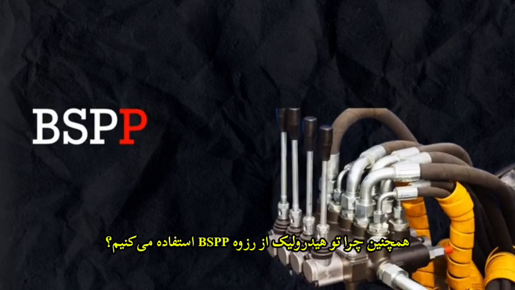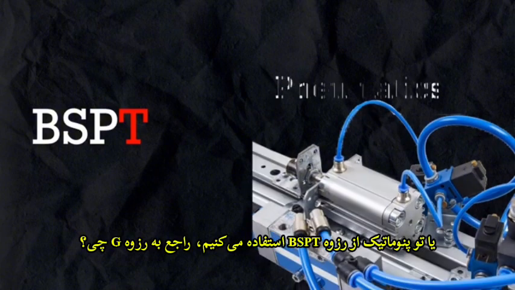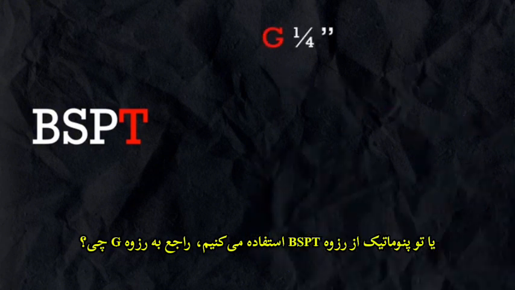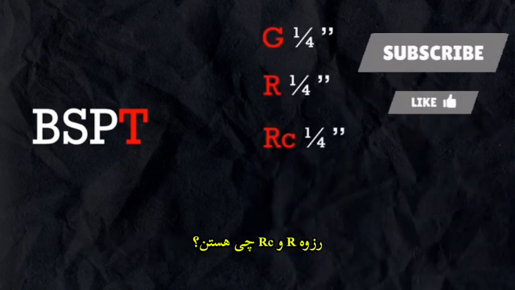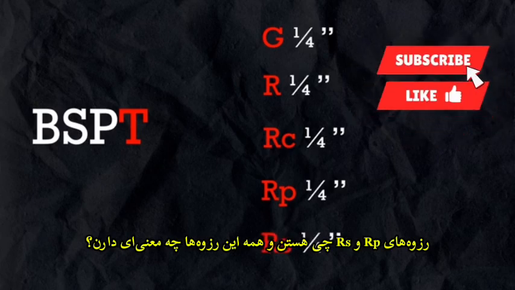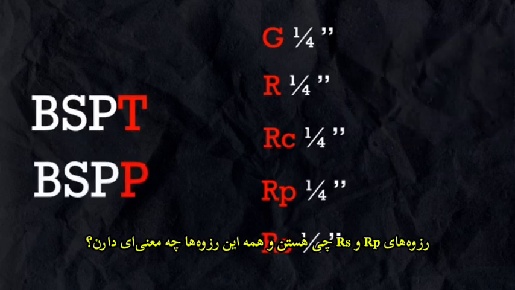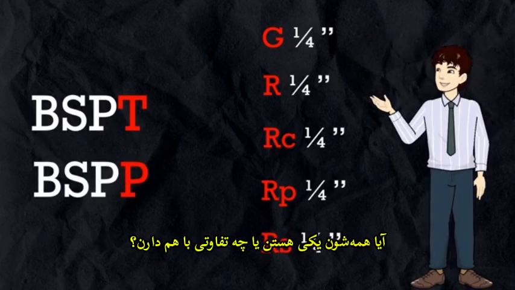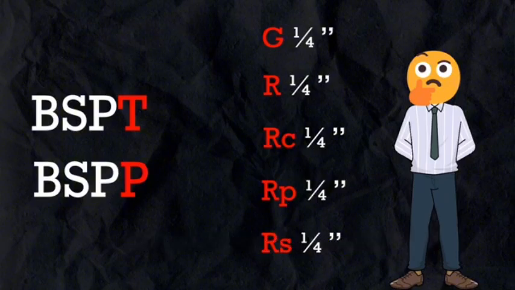Also, why do we use BSPP thread in hydraulics and BSPT thread in pneumatics? Also, what about G thread, R thread, RC, RP and RS thread? What do all these threads mean? Is it the same or what is the difference?